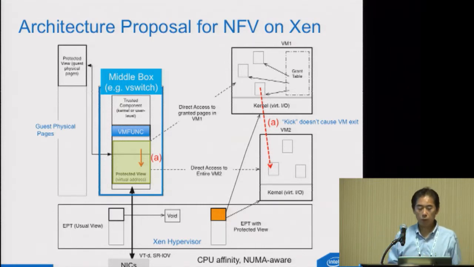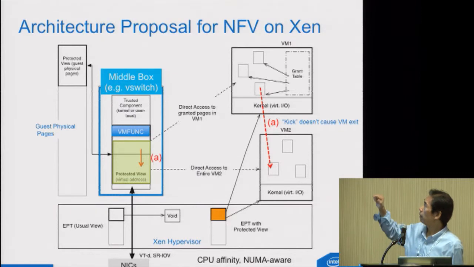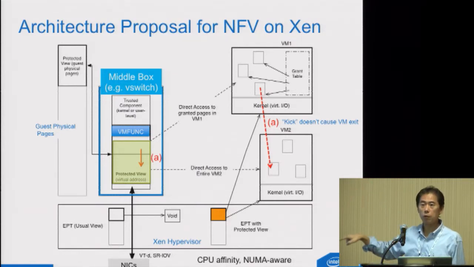So if we have this one, let's say we forward a packet from VM1 to VM2.